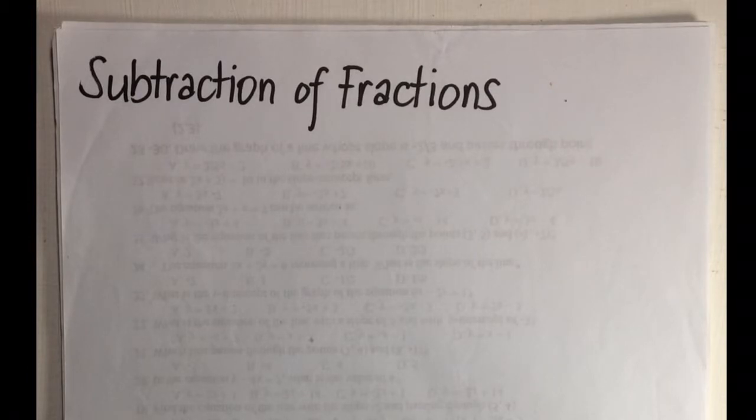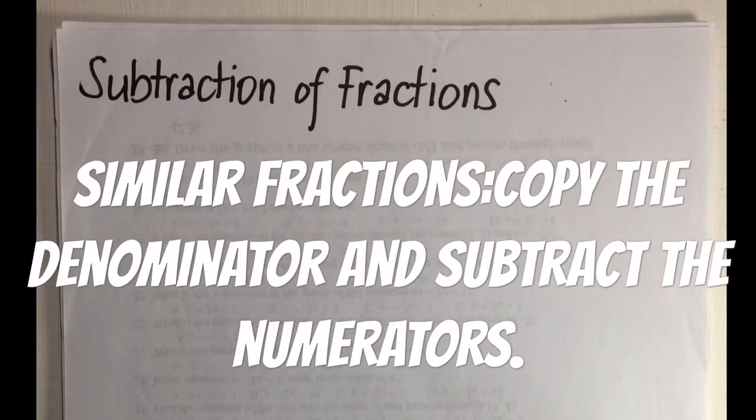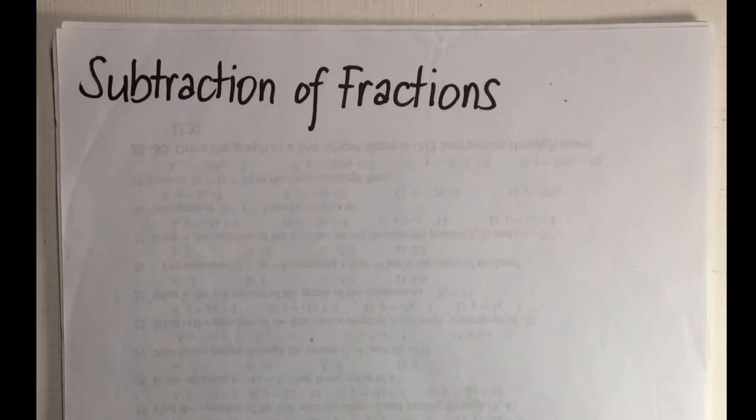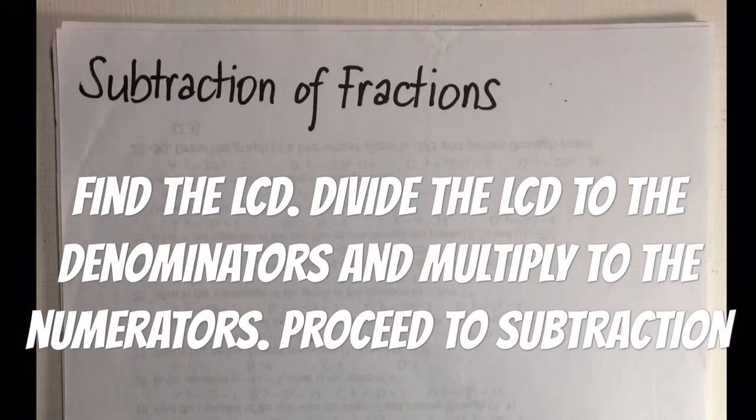If we are going to subtract similar fractions, we're going to copy the denominator and subtract the numerators. And if we're going to subtract dissimilar fractions, find the LCD, and after finding the LCD, we're going to divide the LCD to the denominators and multiply it to the numerators. After doing it, you can proceed to subtraction of the numerators.